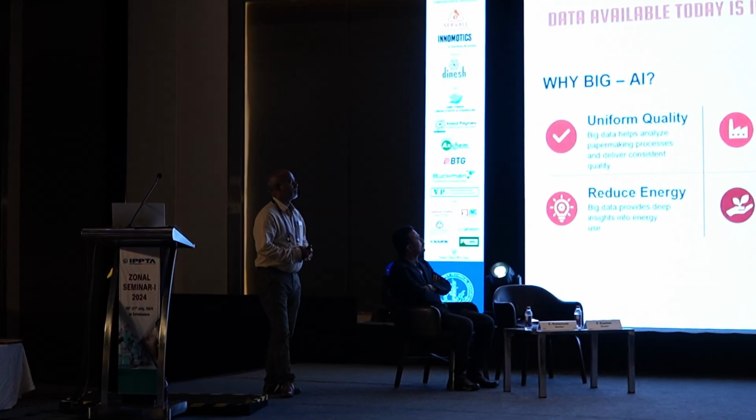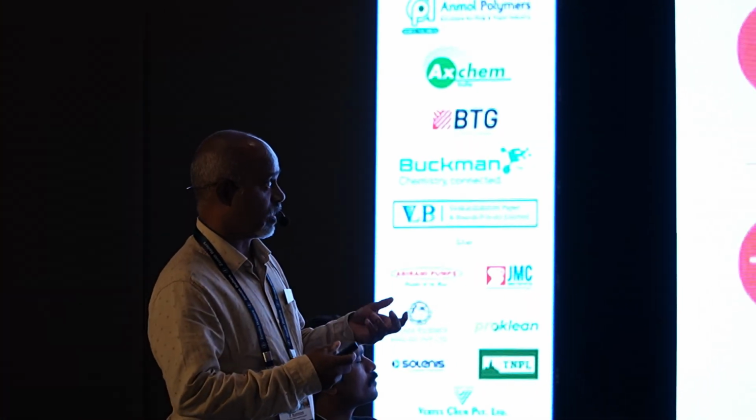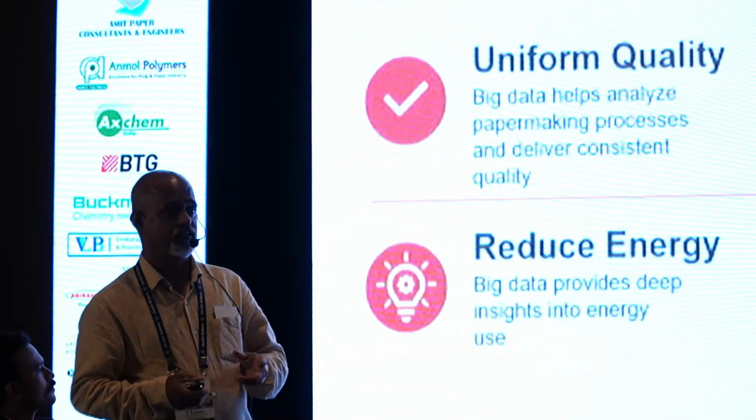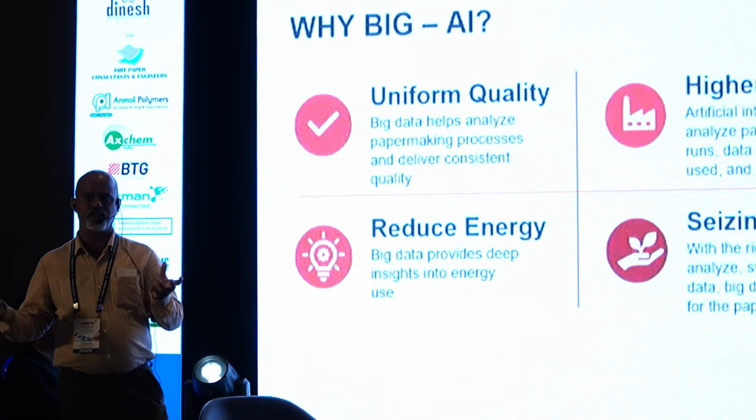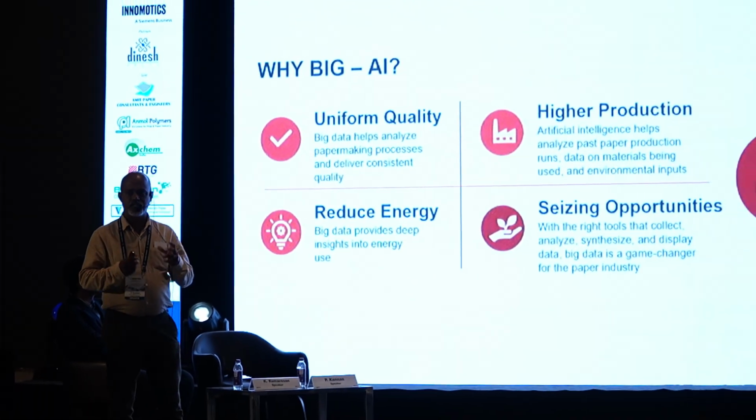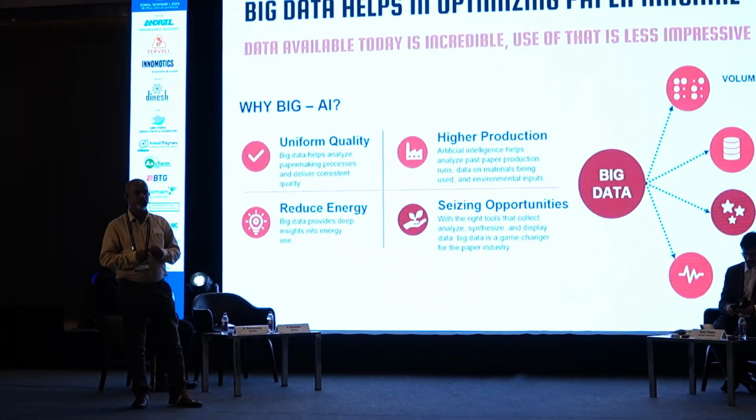So the big data, there are four V's. One is volume. The name itself says big data. Tons of data are already available with the paper machines. So are we using it? Before that, the variety of data: we know there are QCS, DCS, drives, multiple varieties of data also available in the paper machine.